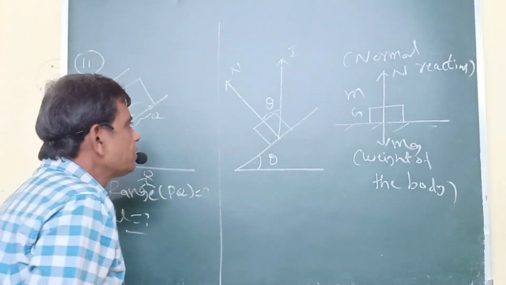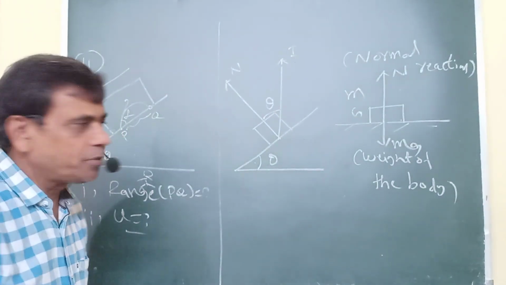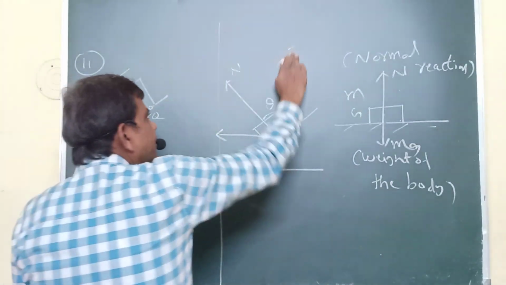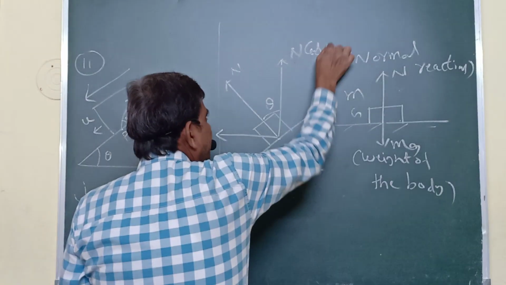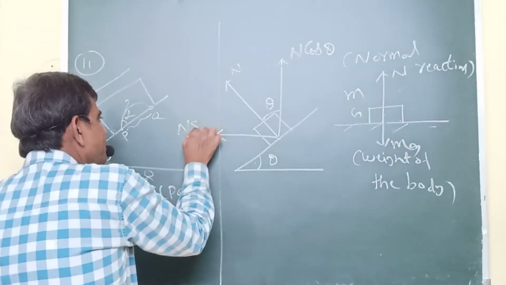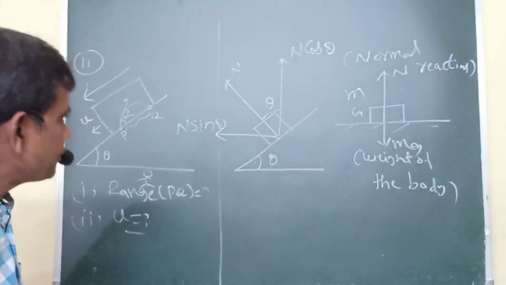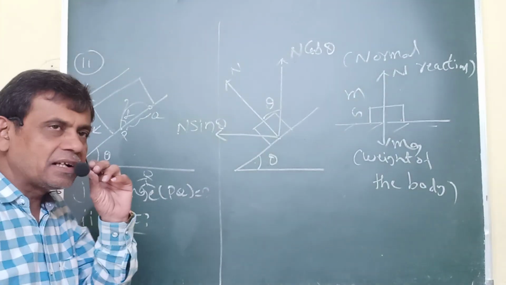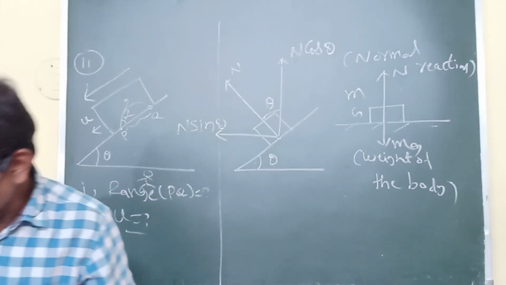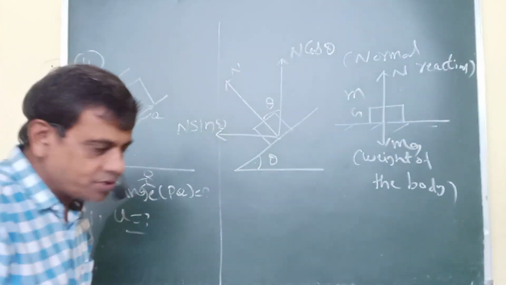So here I am resolving the normal reaction into two components. Where it is making the theta angle, that is the cos theta component. Perpendicular to this is automatically sin theta. This belongs to the resolution of vectors of the normal reaction. Okay, this is completed. Next I am going to weight. So, what about the resolution of vectors of weight?